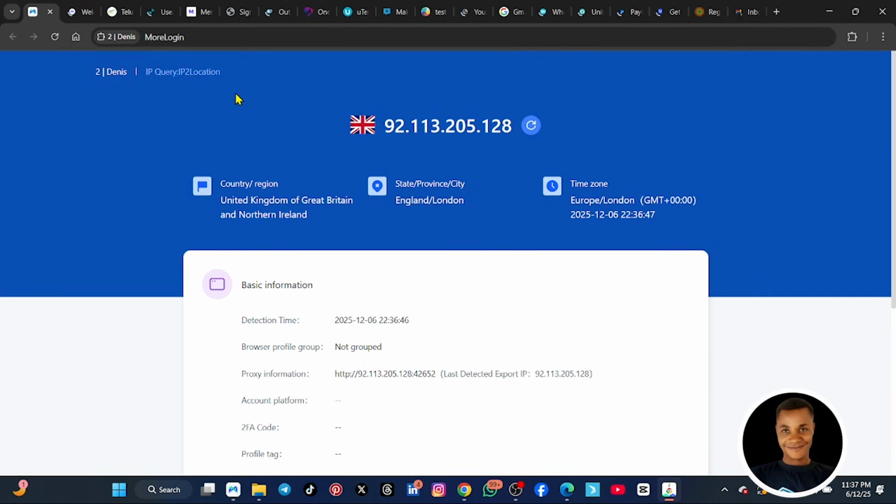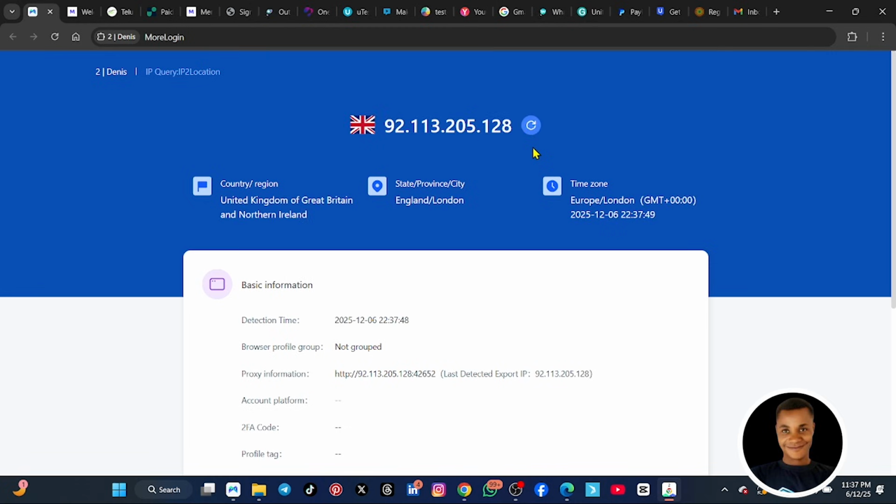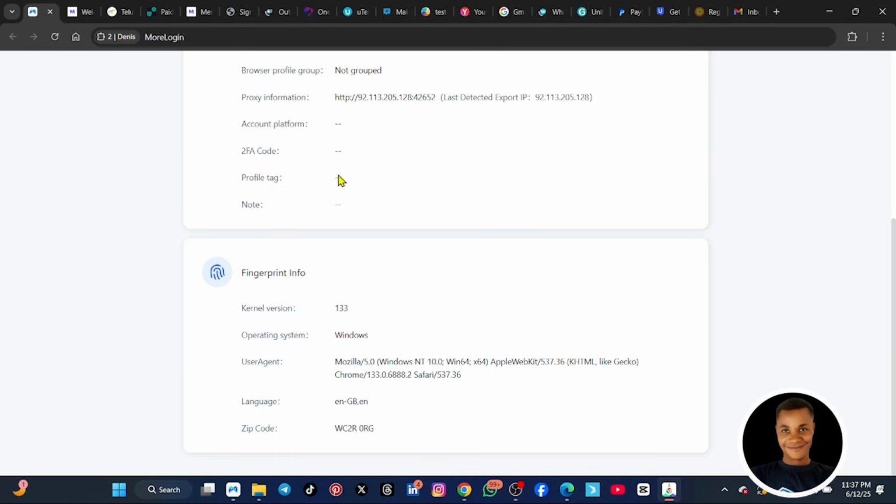All right, so my browser is open and it's showing me that truly my location is from UK. What I need to do first is refresh it to see if it's actually from UK. You have to be completely sure, right? Now let it finish the refreshing. The refreshing is done and it's still showing me that my browser is from UK.